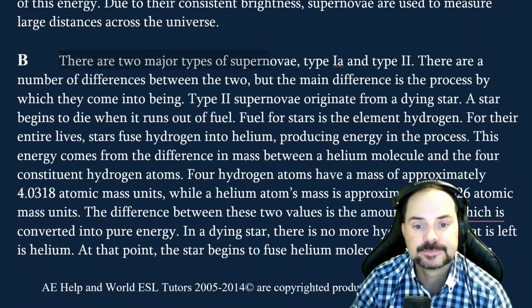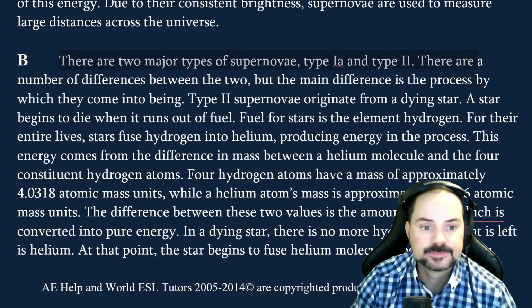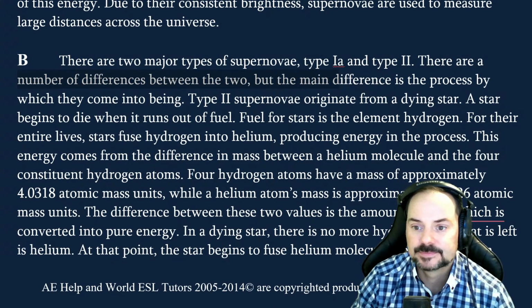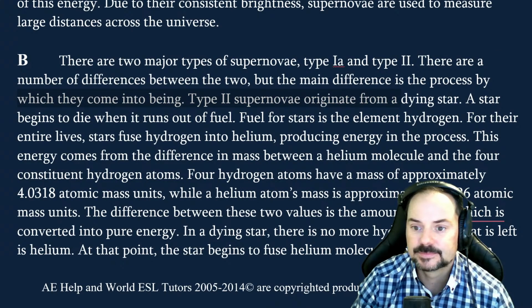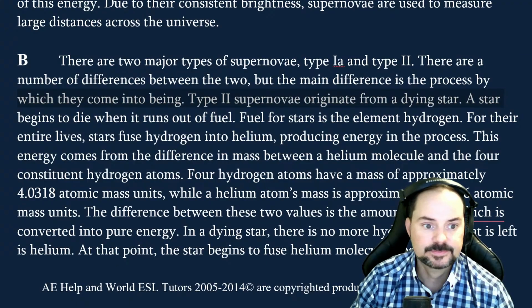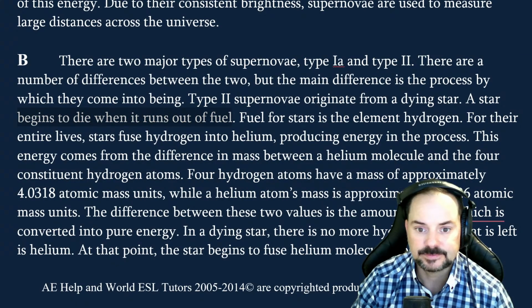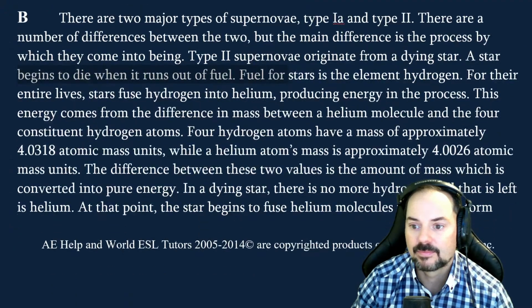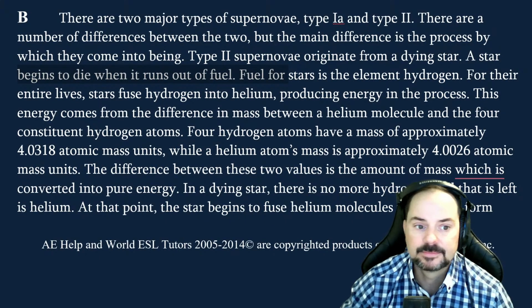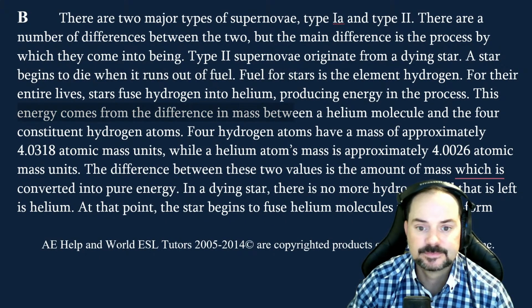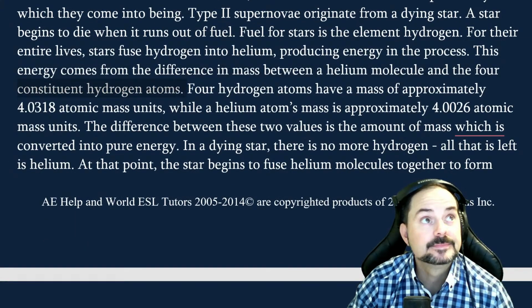There are two major types of supernovae, Type 1a and Type 2. There are a number of differences between the two, but the main difference is the process by which they come into being. Type 2 supernovae originate from a dying star. A star begins to die when it runs out of fuel. Fuel for stars is the element hydrogen. For their entire lives, stars fuse hydrogen into helium, producing energy in the process. This energy comes from the difference in mass between the helium molecule and the 4 constituent hydrogen atoms.